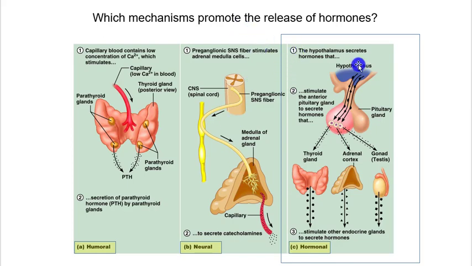And the third one that we see here is a hormonal mechanism. Well, what does this mean? Let's just look at this example, the thyroid gland. How does the thyroid gland know to release thyroid hormone? Who tells the thyroid gland to release thyroid hormone? And the answer is, it's another hormone.